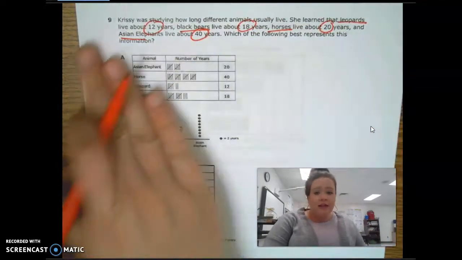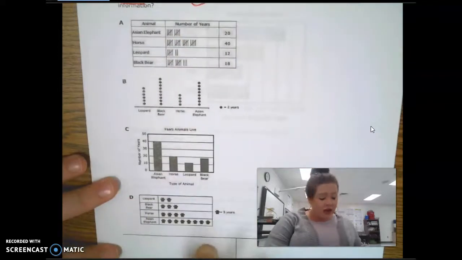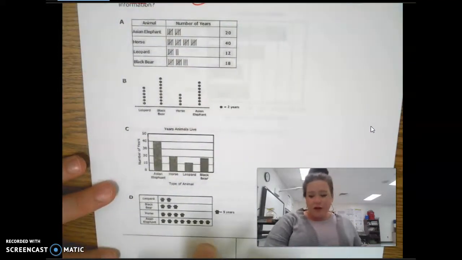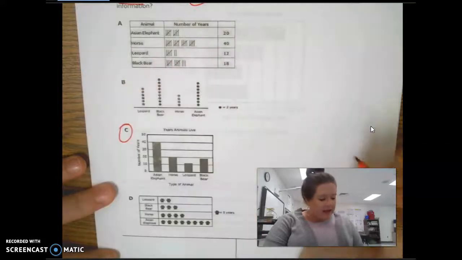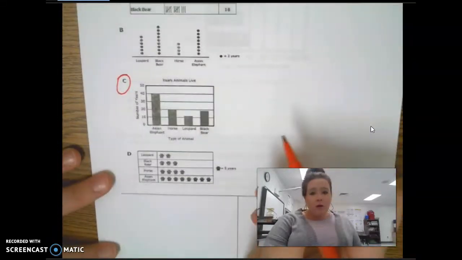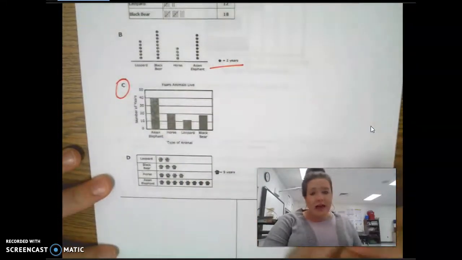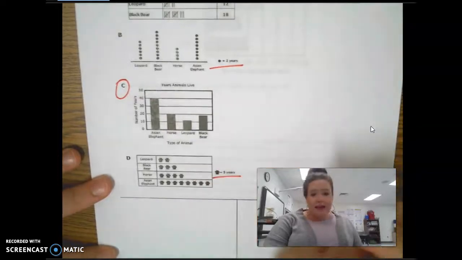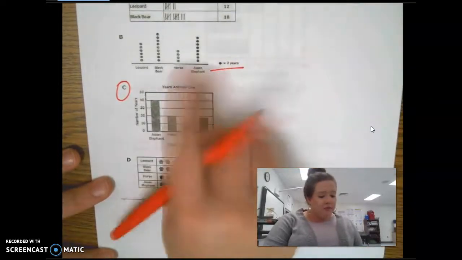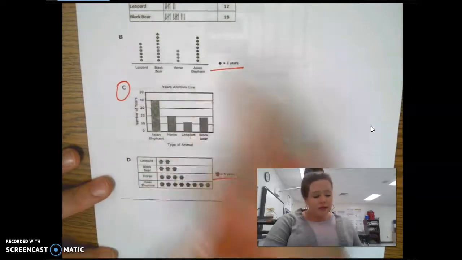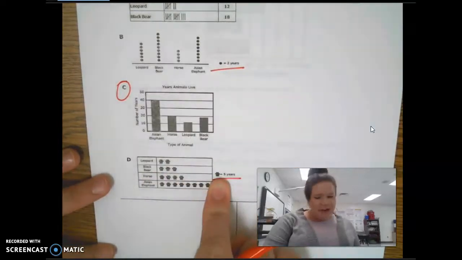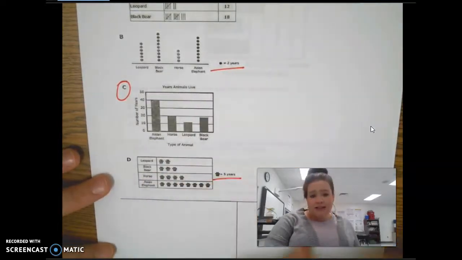Okay, so you're taking that information and putting it in your graph. And the correct answer here is letter C. It's really important that while you were doing this, you were paying attention to that key and that key. Because here, this represents 2 years. Each dot represents 2 years. And here, this looks like a little paw print. Each one represents 5 years.